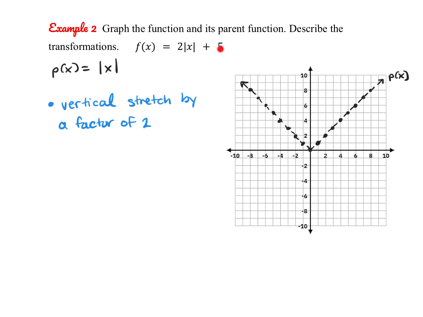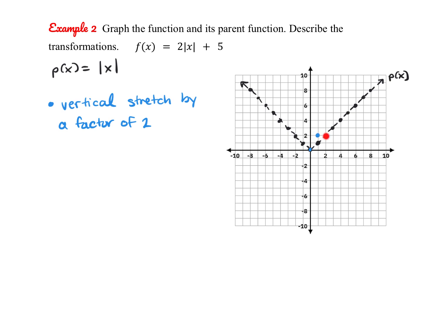We're going to do each one in 2 steps. I'm going to look at the points from my parent function, and I'm going to double just the y values because it's vertical. So if I double 0, I get 0. My blue graph is going to be my intermediate graph. Here my y value is 1, so I'm going to double that y value and it becomes 2. Notice that my x value stays the same.